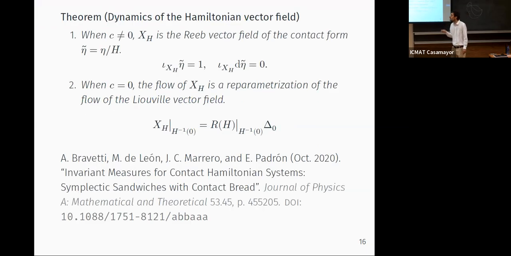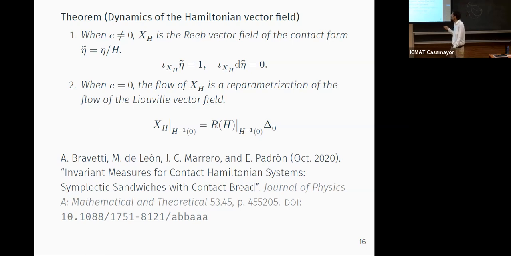We have this theorem about the behavior. This was called in this paper the Liouville dynamics. Why? Because outside of the level set, the Hamiltonian vector field behaves as the vector field of this modified contact form, that is, you divide it by the Hamiltonian and then it satisfies these two conditions, which are the ones that satisfy the Reeb vector field. So this is the Reeb vector field for this contact form eta tilde.